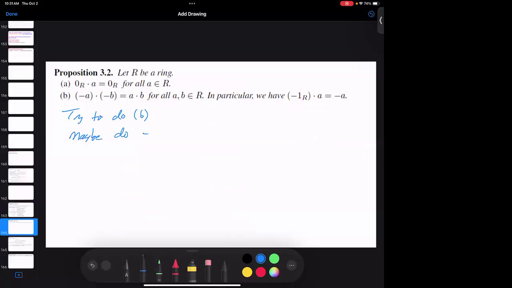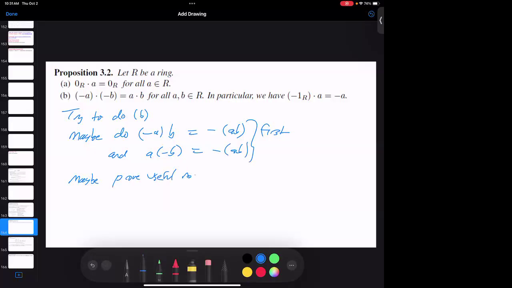Maybe do minus A times B equals minus AB first. And of course, A times minus B equals minus AB. The other thing is, maybe prove useful results. What do you think minus minus A should be? A. Is that trivial?